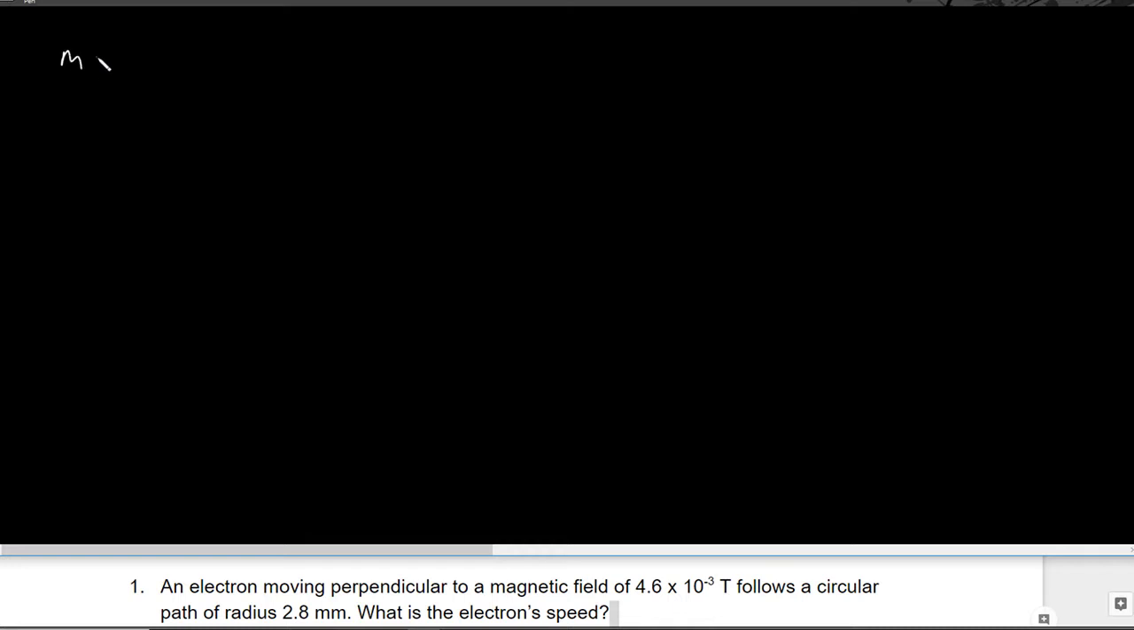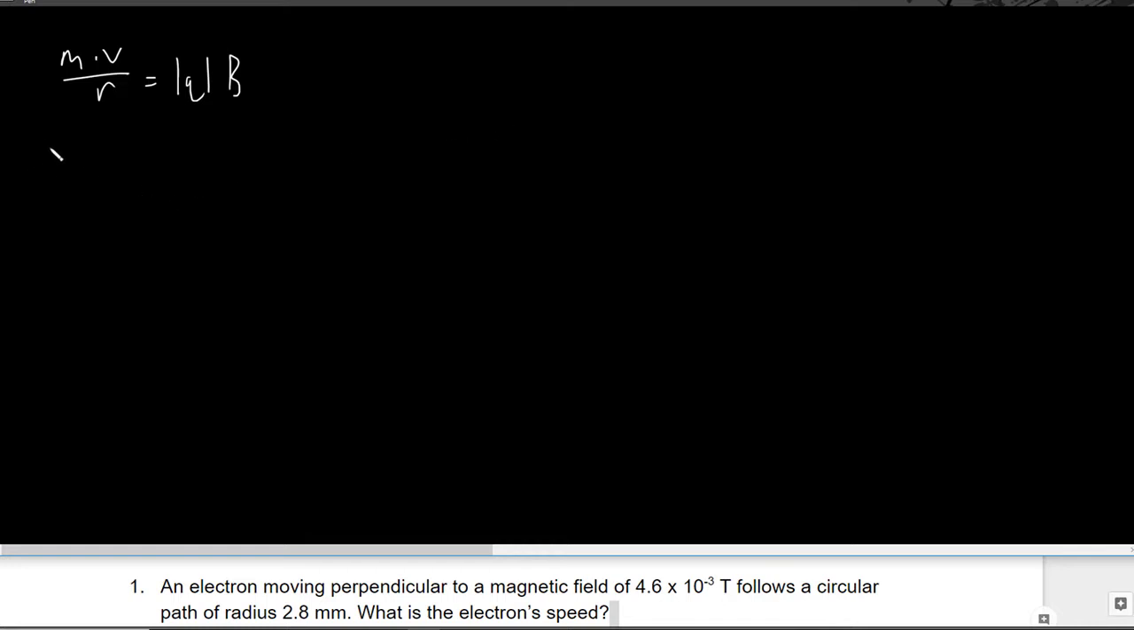So M times V, let's even just do it this way, equals Q times B. All right. So in question 1, an electron moving perpendicular to a magnetic field of 4.6 times 10 to the negative 3 teslas follows a circular path of radius 2.8 millimeters. Actually, let me start writing stuff down.